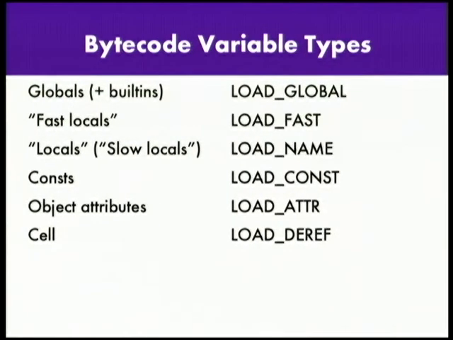So this slide unfortunately broke right at the last second. I wanted these things to fade in cleverly. Sorry, you get to look at everything all at once. So these are the 6 different kinds of variables that you can load and store inside of Python as bytecodes.